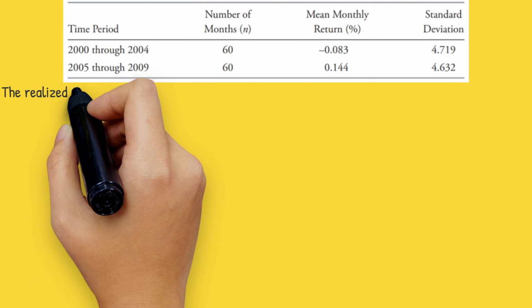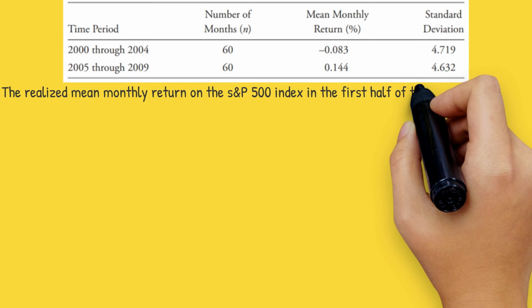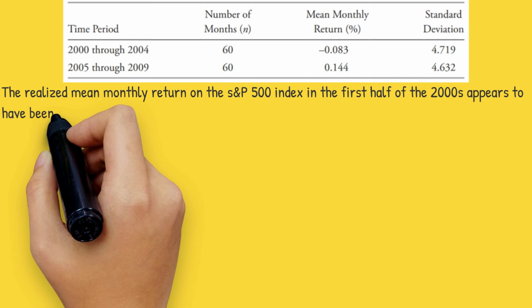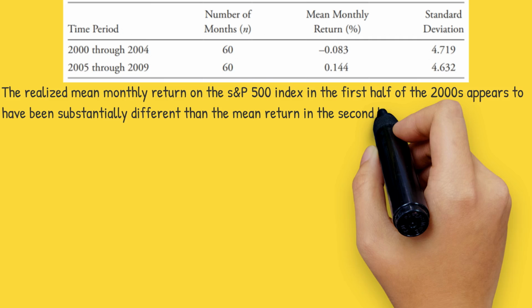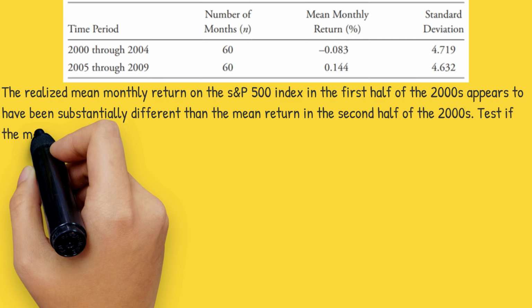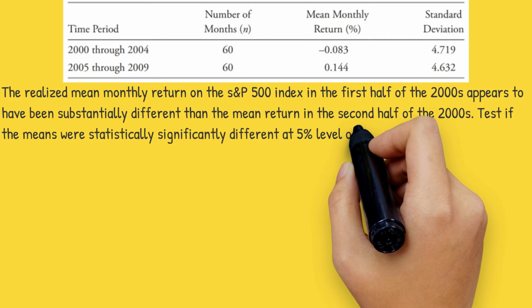The realized mean monthly return on the S&P 500 index in the first half of the 2000s appeared to be substantially different than the mean return in the second half of the 2000s. Test if the means were statistically significantly different at the 5% level of significance. The following table provides the required data.